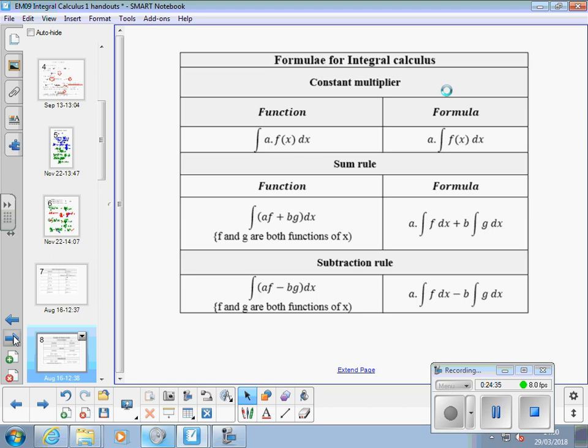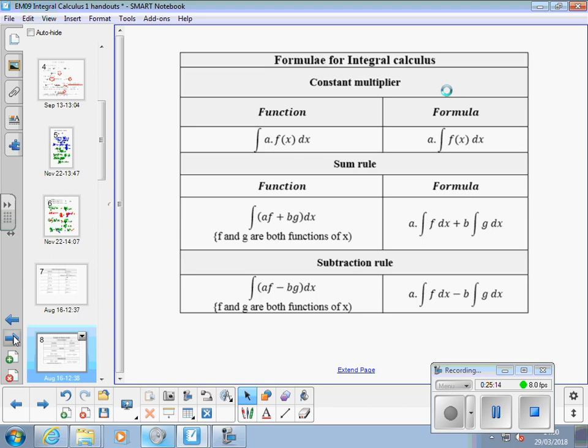Alright, we've got a sum rule. If we've got the integral of one function plus another function, where the functions are in the same variable, for example x, f of x plus g of x, take the integral of f plus the integral of g.